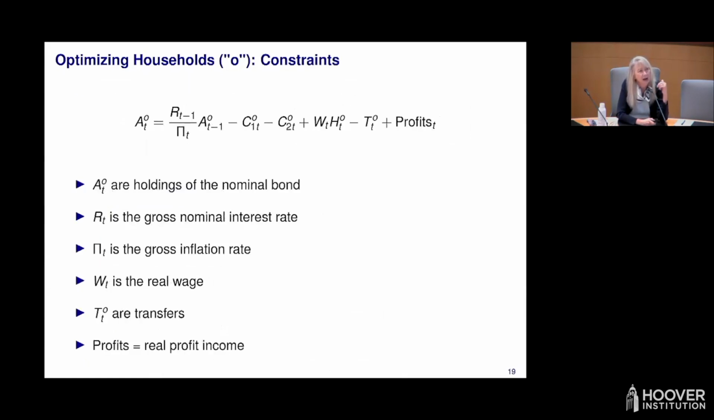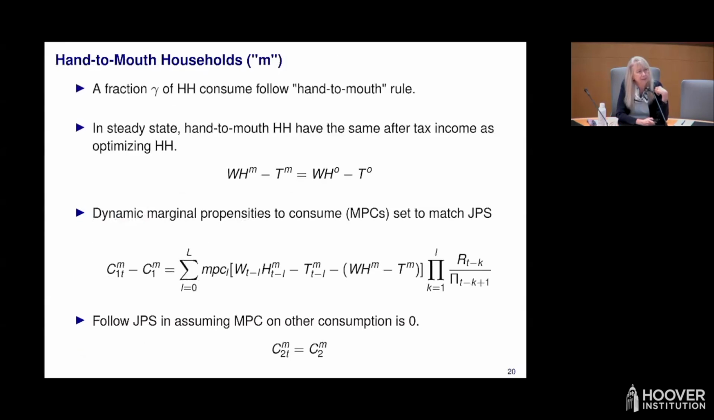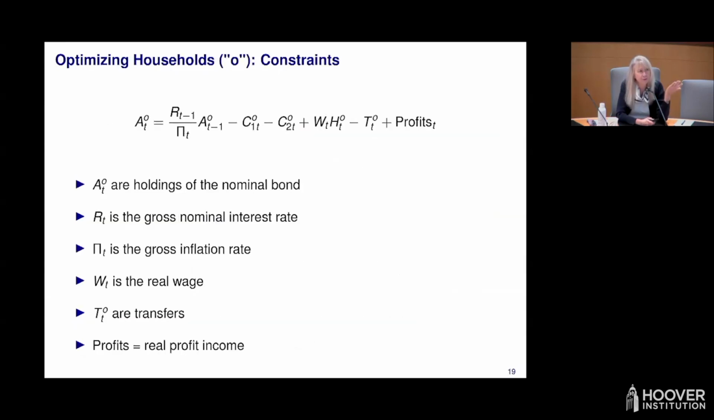All right. Optimizing household constraints, very standard. Households save in the form of a nominal bond. There's a gross nominal interest rate R. There's a gross inflation rate. W is the real wage. Their expenditures are on the two consumption goods. And then there are, actually T0 is not transfers. T0 is taxes. But if it's negative, then it's transfers. And then profits is real income. So there are no distortionary taxes.